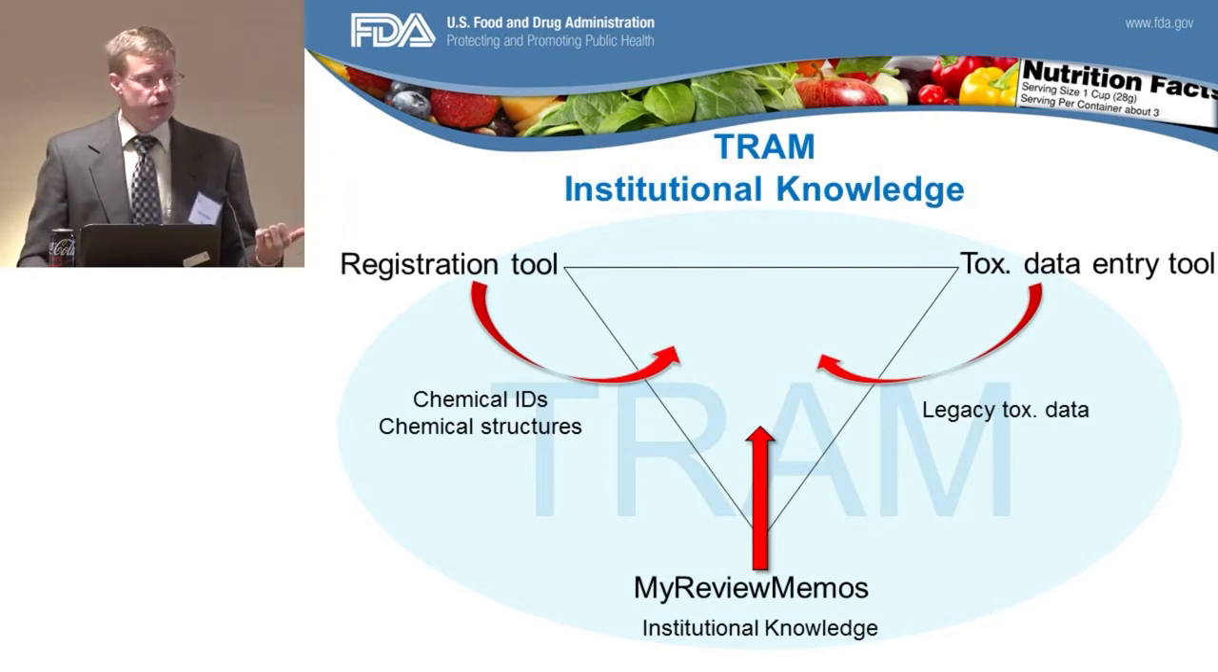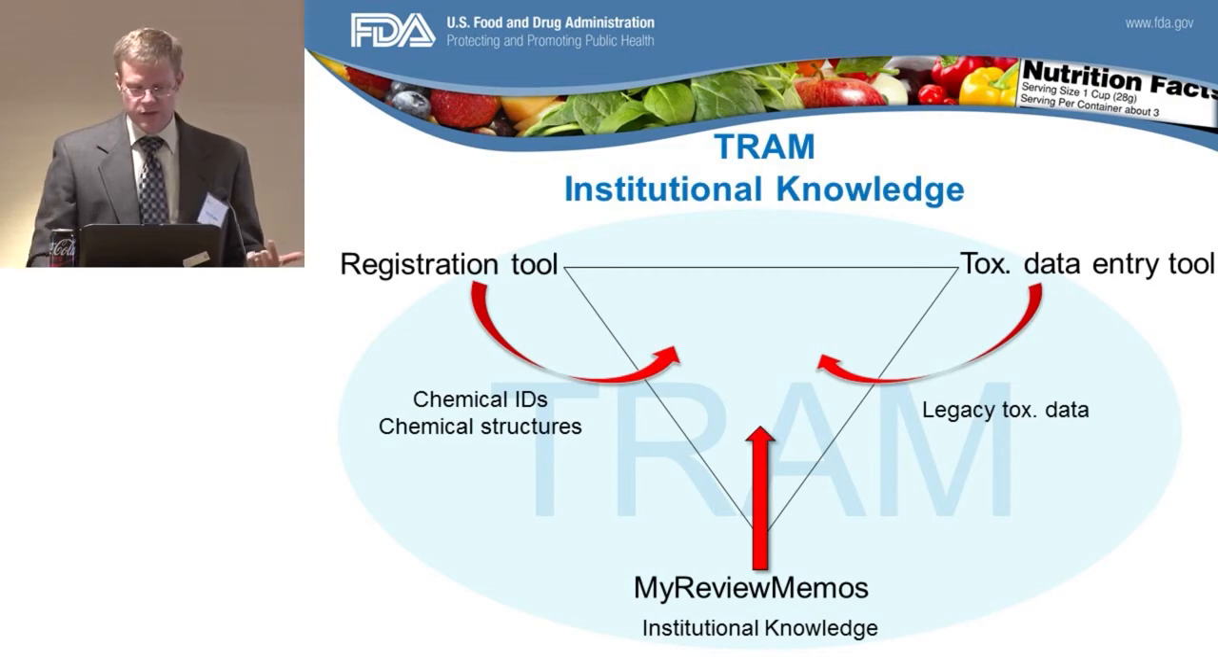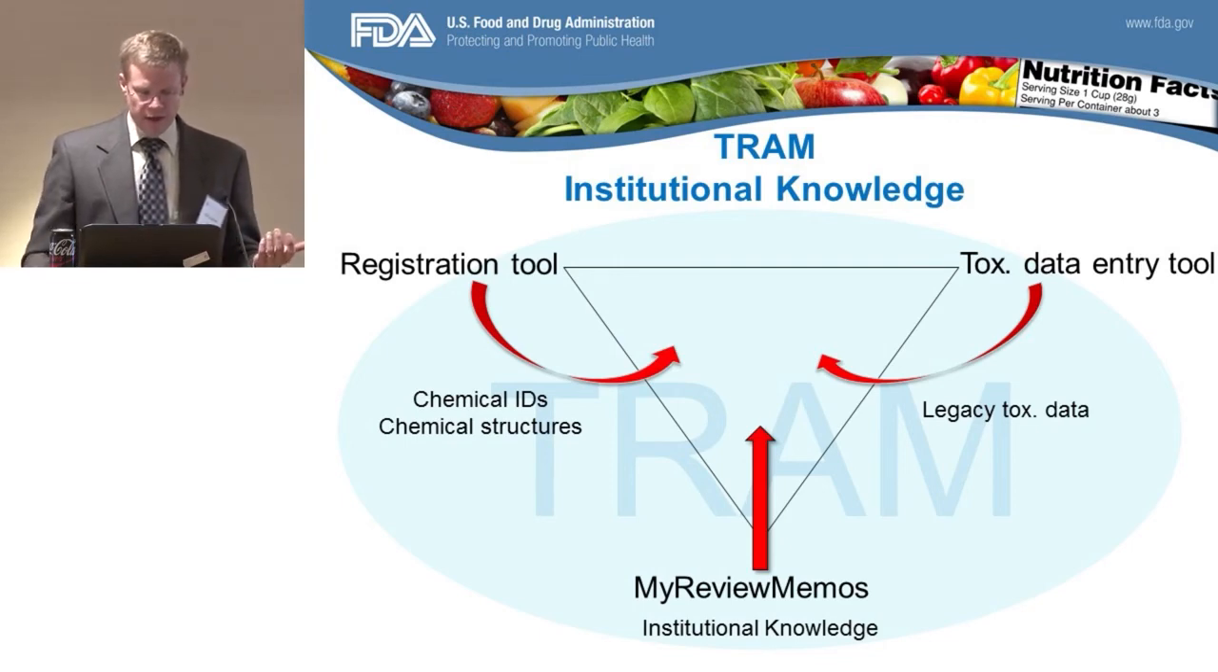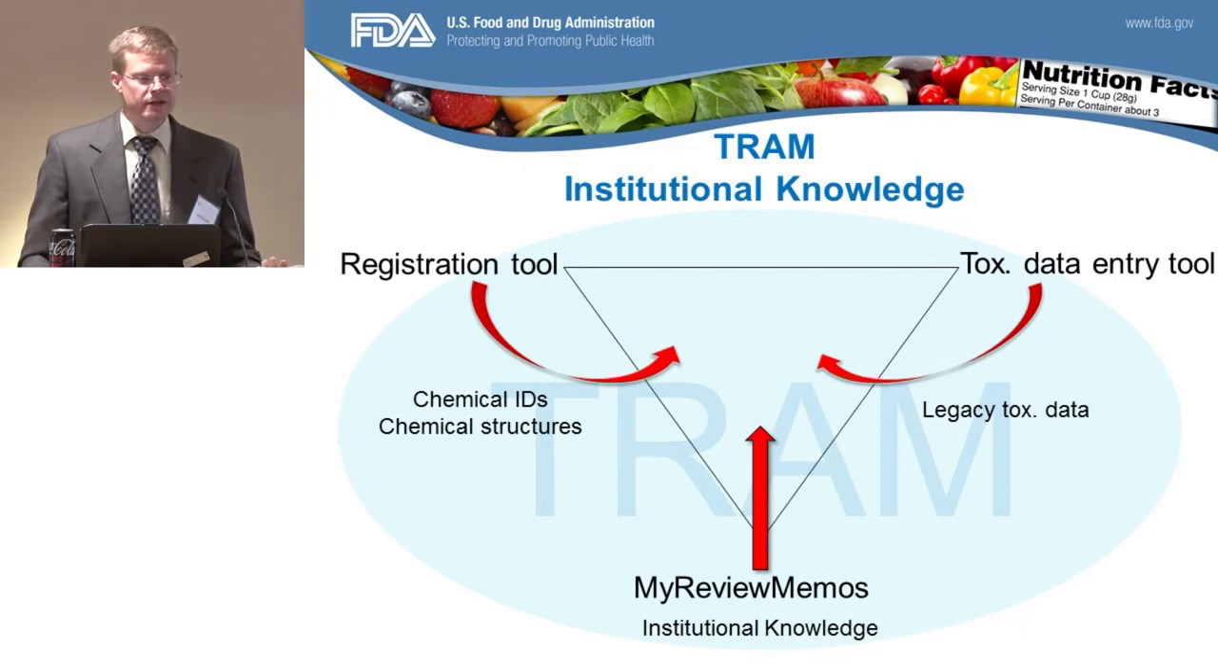So we've got a tool that we can register the chemicals and the structures, so we can have curated structures right up front and curated names. We have a tox data entry tool that we're going to be building that allows us to capture the old legacy data from the old food additive petitions. And finally, we have what we call my review memos. These are review templates that people can use in their regular review process and allow us to capture the information that they're generating and dump it right back into series so it's available for somebody else.